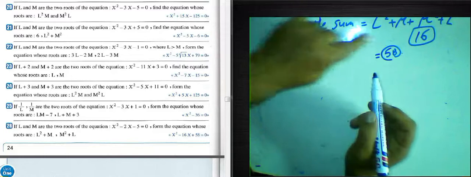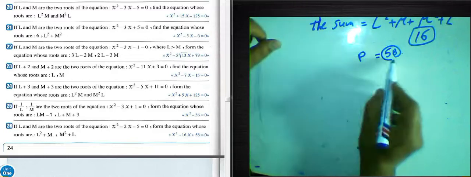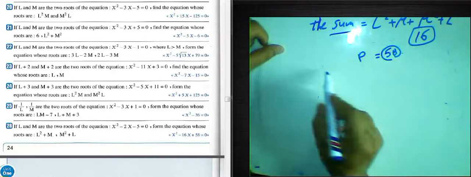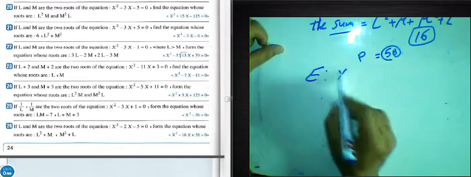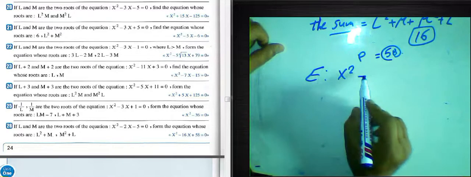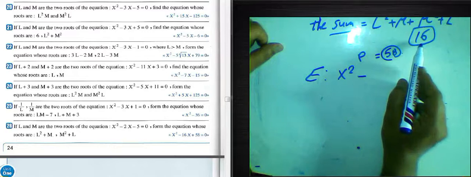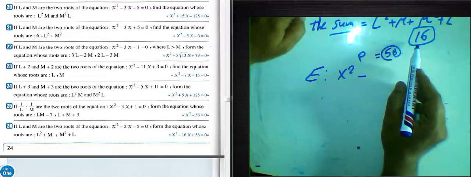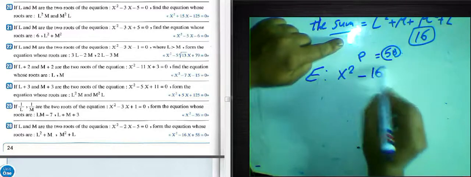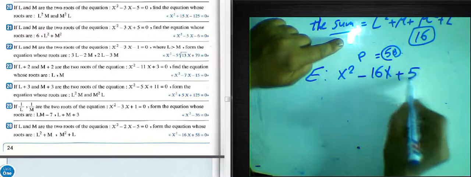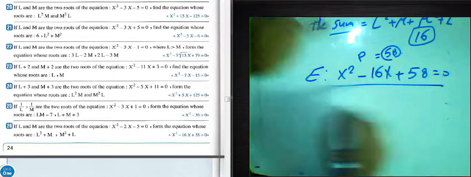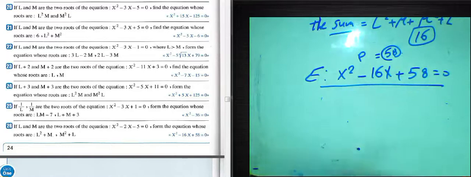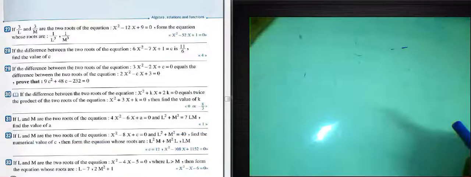So we can write the product 58 and the sum 16. So the equation is x power 2 subtract the sum, 16x plus 58 equals 0. Okay, question 27.